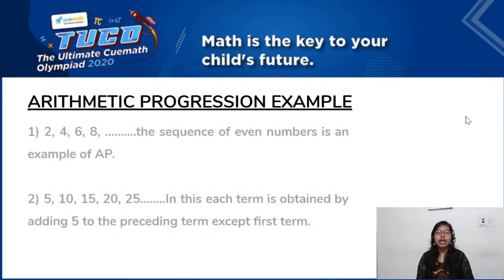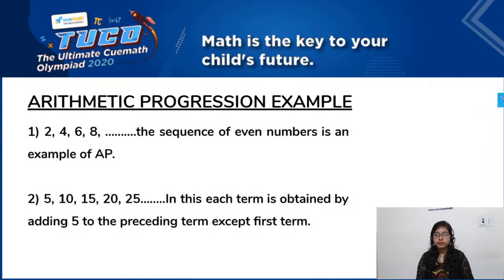So here goes an arithmetic progression example. So here we have 2, 4, 6, 8. The sequence of even numbers is an example of AP. How do we say that? You can always check the common difference between every two successive terms. So 4 minus 2 gives you a 2. So this is giving you a difference of 2. 6 minus 4 again gives you a difference of 2. 8 minus 6 again gives you a difference of 2. So we know that the sequence of even numbers will always have a common difference of 2 between the terms.